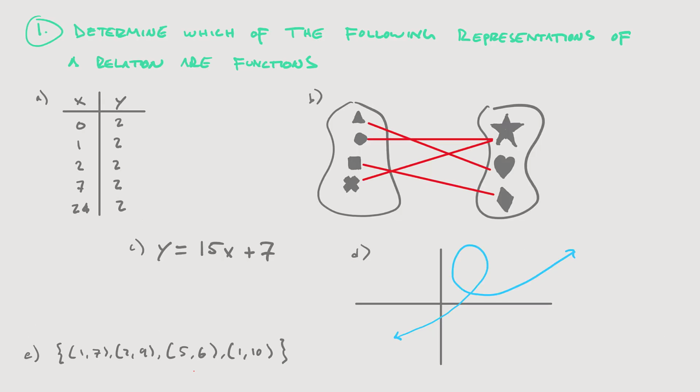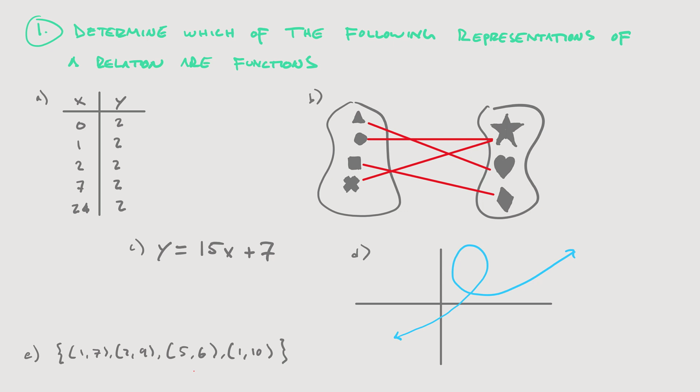To determine what a function is, you just have to keep the one rule in mind. Every element in the domain gets mapped to a single number in the range. So let's look at some of these different representations of relations and determine, are they functions or are they just a relation?